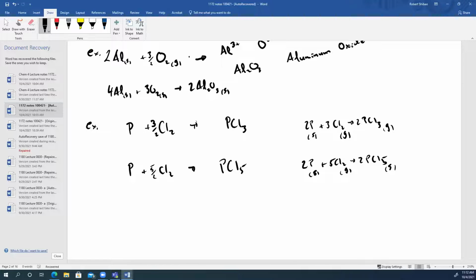What else did I want to do? Now, there's some other ones that are a bit tricky here, like fluorine plus oxygen. Now this is kind of an odd pairing because, who's going to take the electrons, fluorine or oxygen?